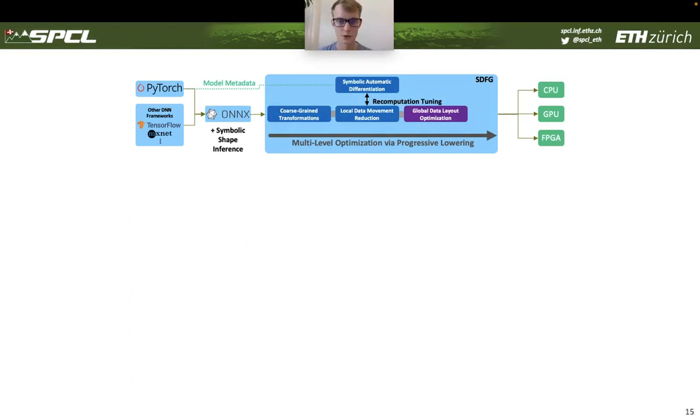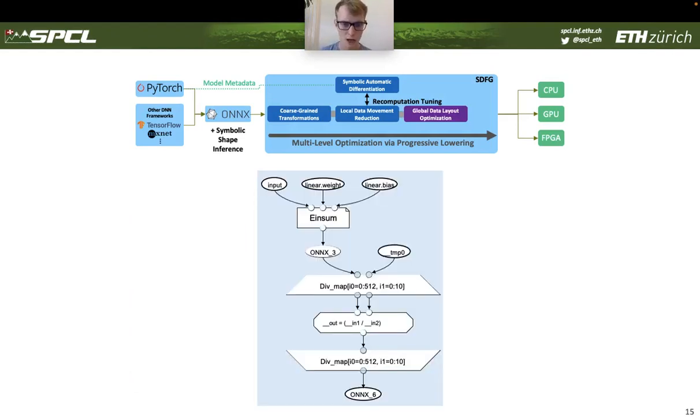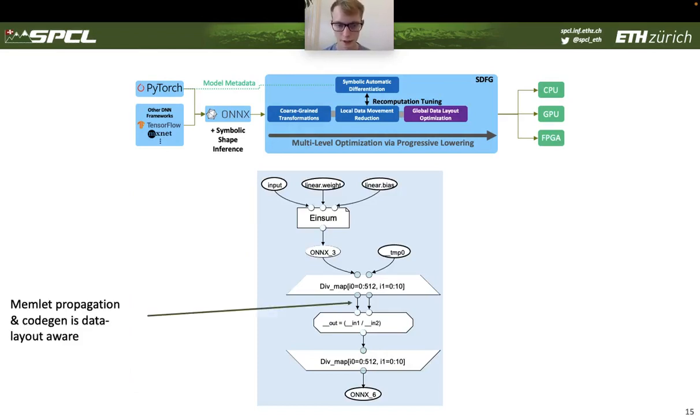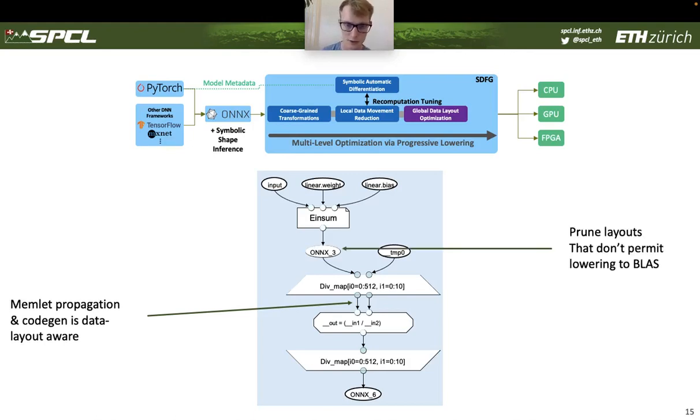So now let's talk about global data layout optimization. In the SDFG representation, the memlets and the code generator are completely data layout aware. So we can just tweak the data layout of any value in this graph, and the code generator will just transparently support that. This is really powerful. So we can use this to modify, for example, the data layouts of a transient here in the middle to be globally optimal. And in particular, we can also prune layouts that don't permit a specific lowering. For example, here we can prune layouts from the search that don't permit lowering this einsum to a BLAS call, which is something we'd usually like to do.